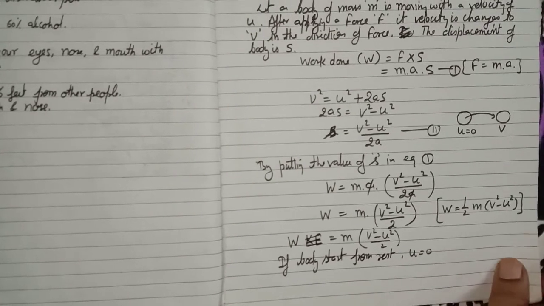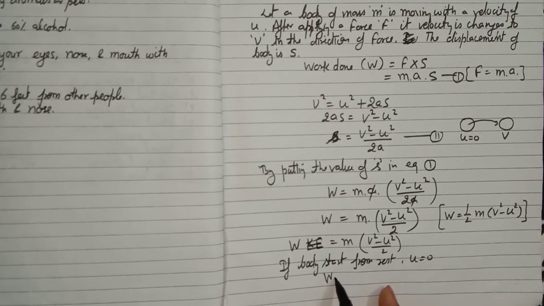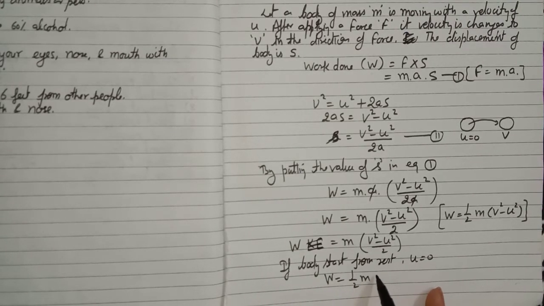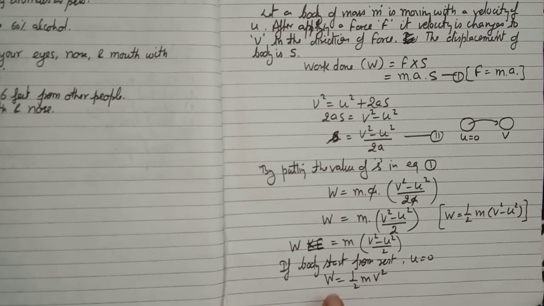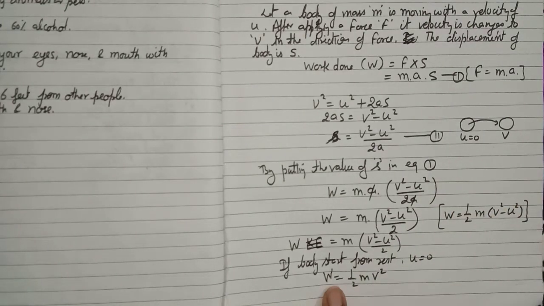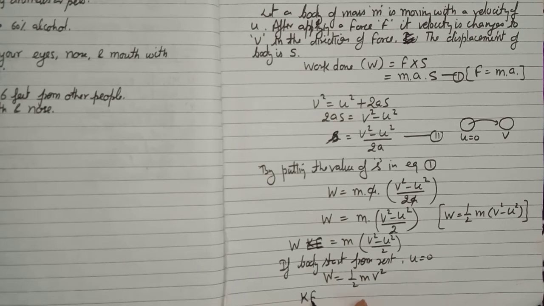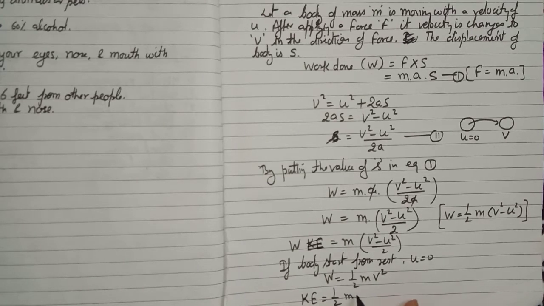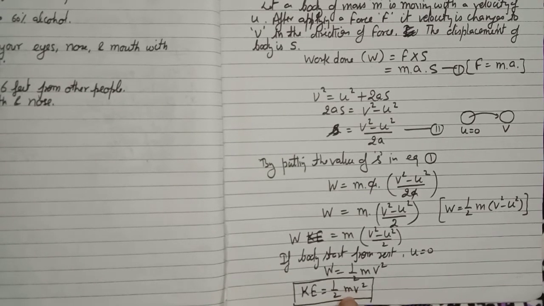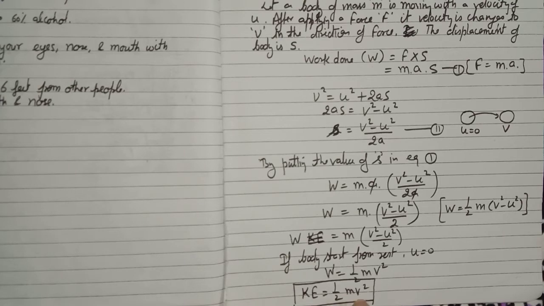So we can say work done is equal to 1 upon 2 m into v square minus 0 square. This is the work done on the body when it starts from rest, and this work done is actually stored in the form of kinetic energy. So we can say the kinetic energy of the body is equal to 1 upon 2 m v square. This is the expression for kinetic energy. So if your body has some mass and it is moving with some velocity, you can easily find the kinetic energy of that body by using this formula, that is 1 upon 2 m v square.